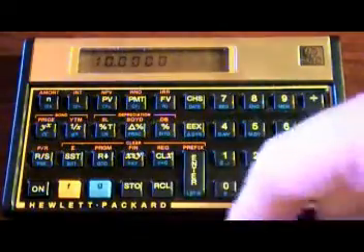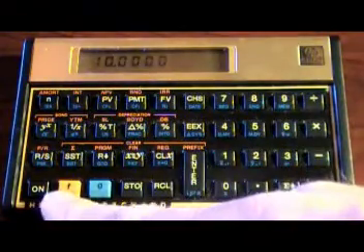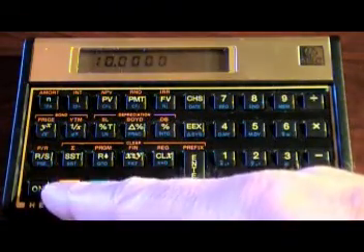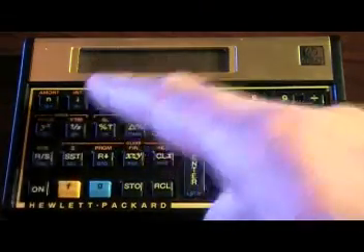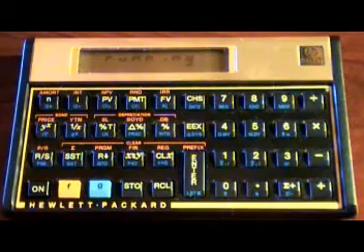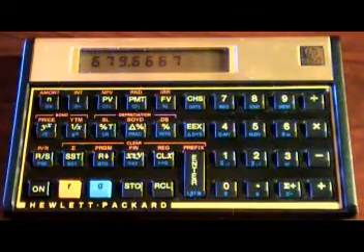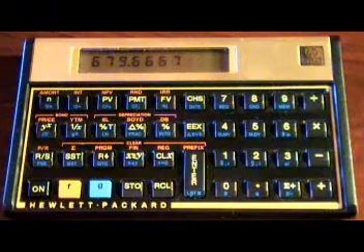We're going to hit the F button, the gold F button, and the present value button, which above it says NPV. NPV stands for net present value. So you can see the answer is $679.67 rounded off. So that is the present value of the cash flow stream.